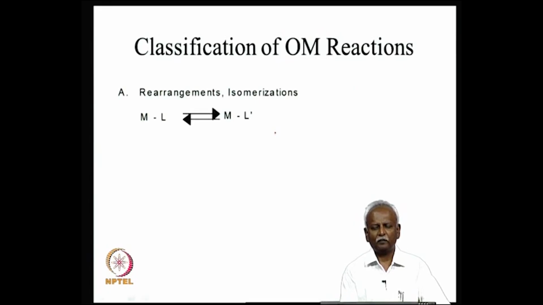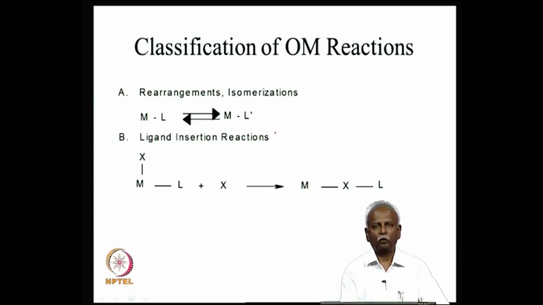So, I have classified the organometallic reactions into 4 broad classes, and probably we will have to extend it to 5, but for this initial lecture, we can use only 4 broad classifications of reactions. First of all, I would like to talk about rearrangements or isomerizations. These are situations where the ligand rearranges from one position on the metal to another position. So, you can have trans-cis isomerizations and so on. These are rearrangement reactions, and these can probably happen in both main group and organometallic reactions.